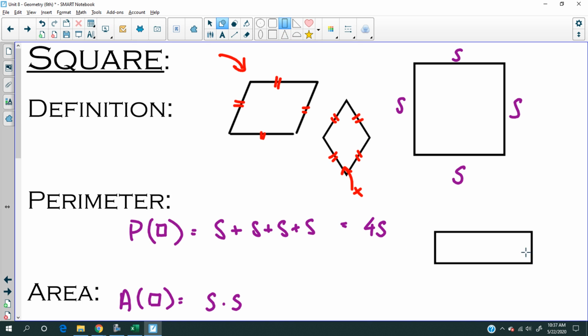Imagine you have a rectangle. What would you say if you multiply the size of a rectangle? Right, length times width, right? So imagine that you don't call this length and width and you call it side instead. That's what you would get.